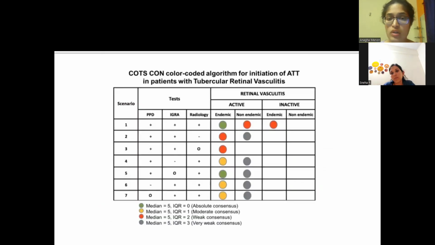Then retinal vasculitis. See, there are a lot of no's for this one. When do we start the treatment? Let's say the patient has active retinal vasculitis. We can diagnose active retinal vasculitis from, like I said, fundus fluorescein angiography. By the uptake of that dye, you can tell whether the lesion is active or inactive. So see, active retinal vasculitis in endemic areas, and all these three tests are positive. You should start your anti-tubercular therapy immediately.